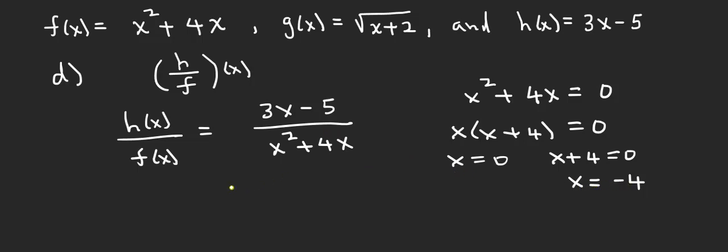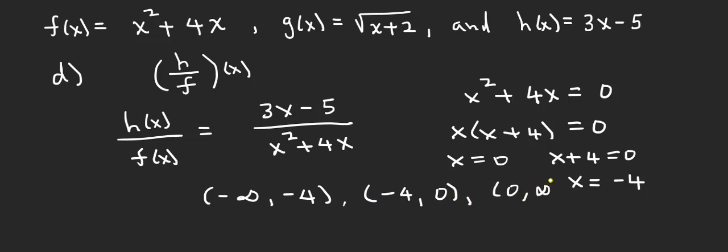So how would you write that? It would be negative infinity to negative 4, and then negative 4 to 0, and then 0 to infinity. This is how you use interval notation to describe all real numbers except at x equals negative 4 and x equals 0.